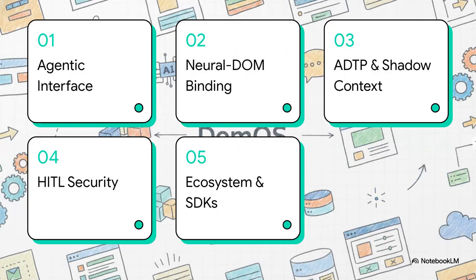All right, here is our roadmap for unpacking DomOS today. We'll start with towards the agentic interface, move into neural DOM binding, look at ADTP and shadow context, cover security and keeping the human in control, and wrap up with the ecosystem, SDKs, and widgets.